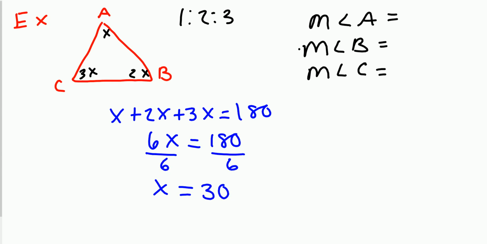Right, so that tells us what angle A is, because angle A was x. So angle A is 30 degrees. Okay, angle B is 2 times x, so 2 times 30, 60 degrees. And then angle C is 3 times x, or 90 degrees. Okay, and if you add those up, 30 plus 60 plus 90, you'll get 180 degrees. Okay, let's move on to our next theorem.